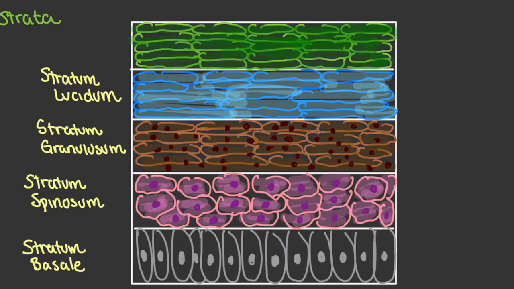Now, we need to make mention of the fact here that the stratum lucidum is only present in thick skin. So if we're considering our thin skin, this layer will not be visible. But again, it is present for our thick skin. Now, consider the word lucidum. Within the word lucidum, we could almost think of the word lucid, which means clear. And that's what this layer looks like. It's a very clear or translucent layer of tissues. Now, at the very top, we have what's referred to as the stratum corneum.